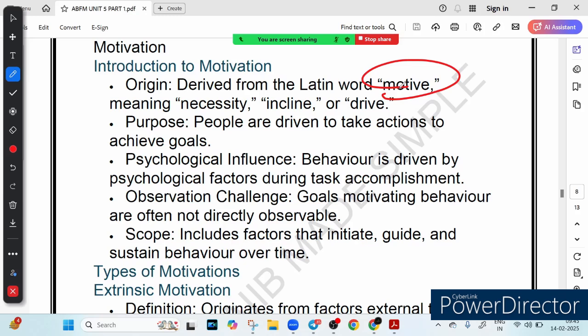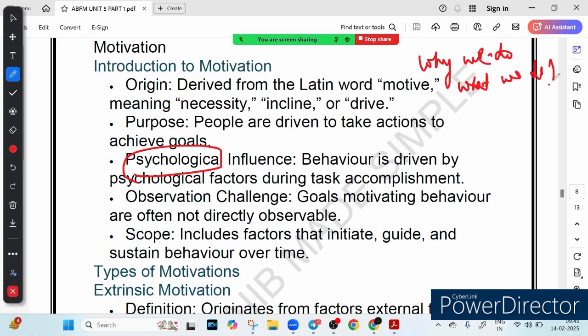Now, the psychology of motivation. Why do we do what we do? Every action we take, whether preparing for an exam, setting a career goal, or even exercising, is influenced by psychological factors. Our mind pushes us to do things based on what we need and desire. But here is the tricky part. We can't see motivation directly. You may see someone working late at night, but you don't always know what is driving them. Is it money? Is it passion? Is it recognition? That is why motivation is so fascinating.